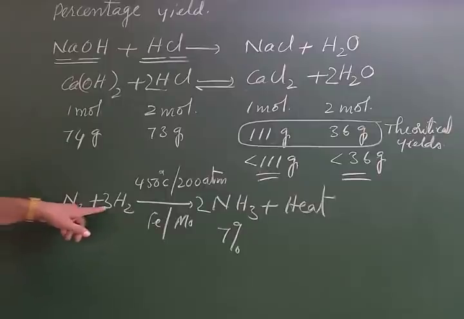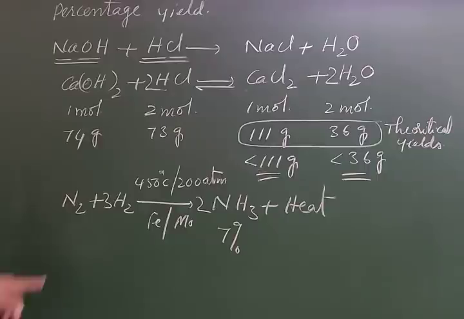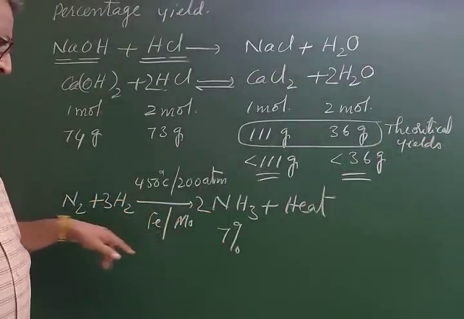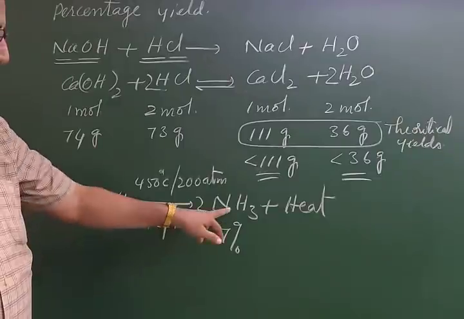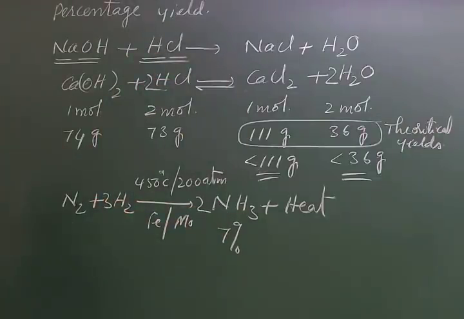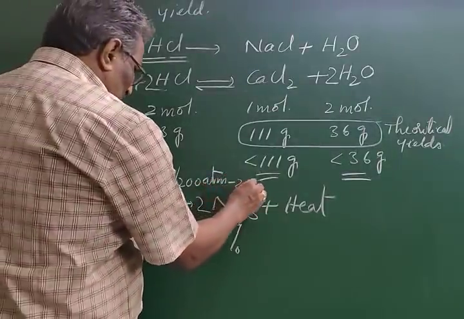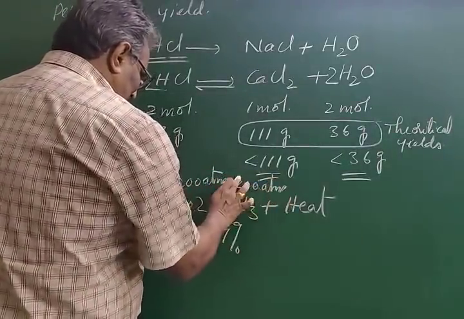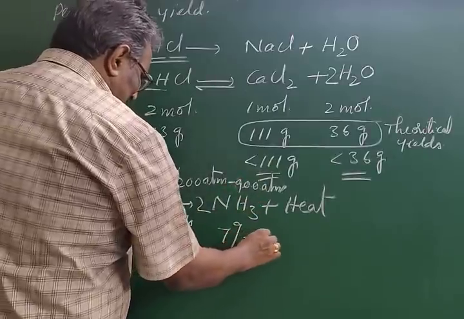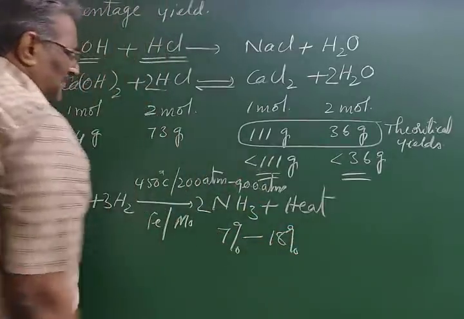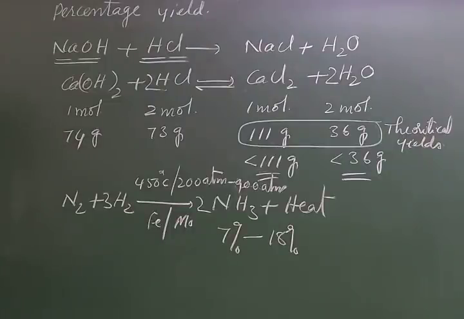That means all the reactants, nitrogen and hydrogen, or at least one of them, will not be completely consumed. Only 7% of the reaction takes place, so the yield is only 7%. If the pressure is increased to 900 atmospheres, then the yield will be increased to a maximum of 18%. And the rest, 82% of the reactants, will not react.